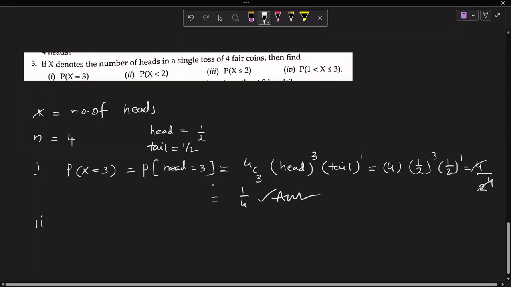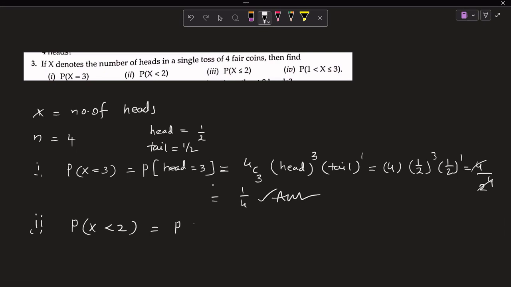And take a look at the second question. P of x less than 2. P of x less than 2 means heads less than 2.